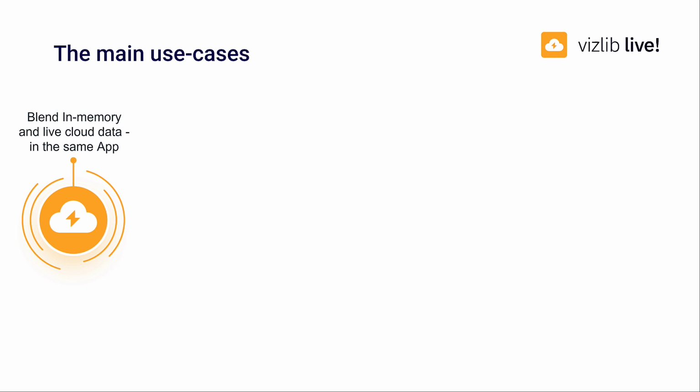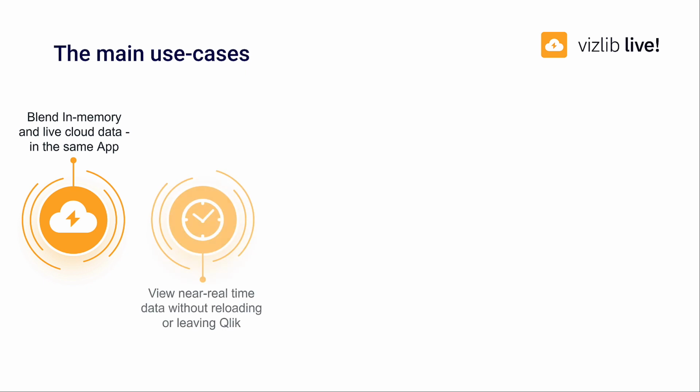The first main use case we see is that we solve the situation where you want to blend data in Qlik with cloud data from, for example, Snowflake, Google BigQuery, or Dremio. You want to be able to do this while maintaining the associative Qlik functionality and not moving data from the cloud database. This means that you can access real-time data without reloading or leaving Qlik.